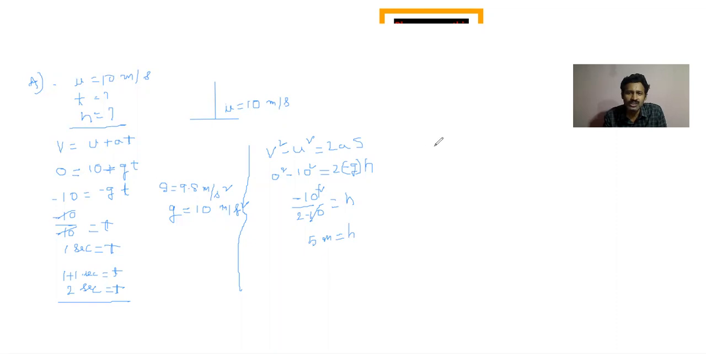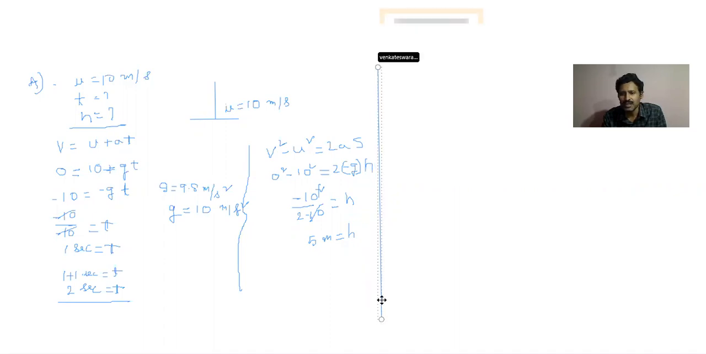So these two answers are at board level. The questions were explained at the level of board only. Now I am going to tell you the IIT, JEE and NEET level.